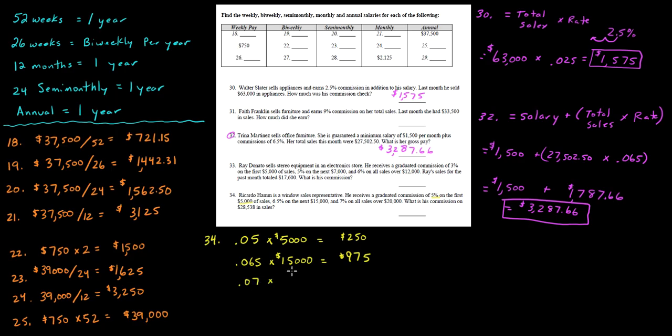And then last but not least, 7% on everything over $20,000. So that would be $8,538 beyond 20 grand. And that gives me 597.66. I add these three numbers together and I get $1,822.66 in commission for all of those sales.